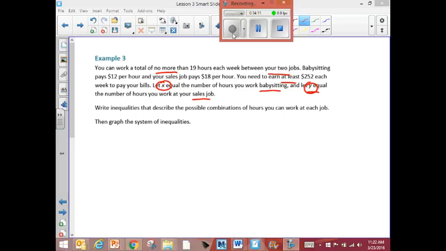All right, here we go. Okay, you can work a total of no more than 19 hours each week between your 2 jobs. Babysitting pays that amount, and your sales job pays that amount. You need to earn that amount. All right, let's see if I can do this.